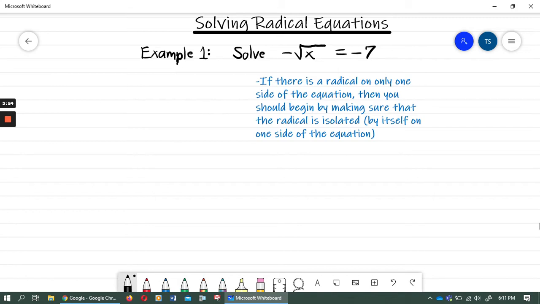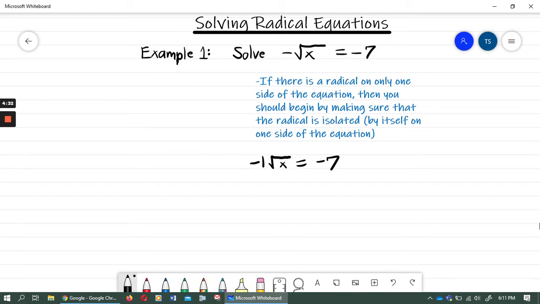Okay, so let's go ahead and do that. What's keeping this radical on the left side of the equation from being completely isolated is that -1 that's being multiplied on the outside of it. If we want to isolate that radical, you should know what inverse operation we're doing. If the -1 is being multiplied times this radical, the inverse operation is to divide by -1.